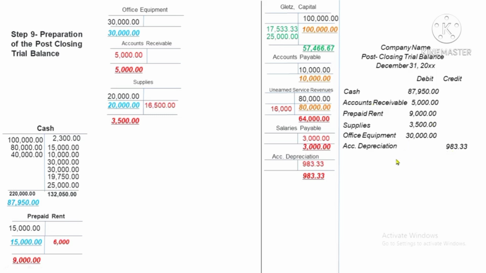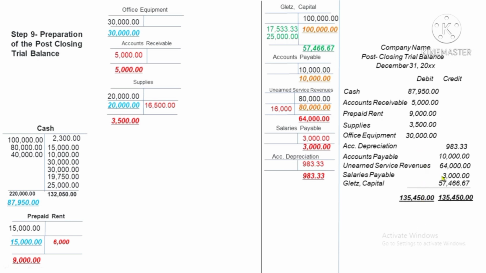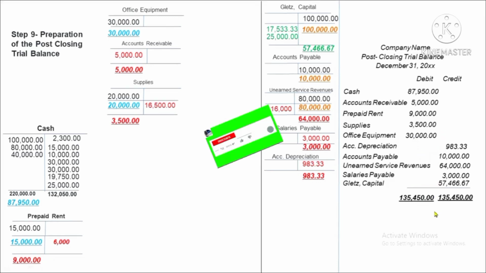Let's go to liabilities. We have the accounts payable of 10,000. We have also the unearned service revenues of 64,000, and we also have the salaries payable of 3,000. And lastly, we have the Gletz Capital. The Gletz Capital is 57,466.67. So that's it for the post-closing trial balance. However, we need to total the debits and the credits to end the post-closing trial balance. So we have 135,450, both the debits and the credits. So that's it for step 9.